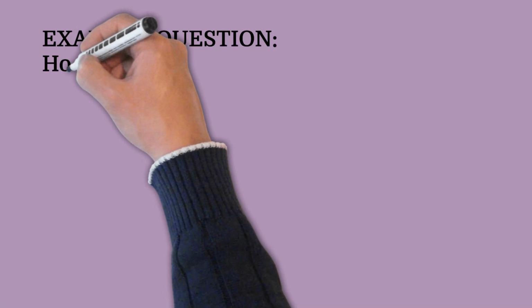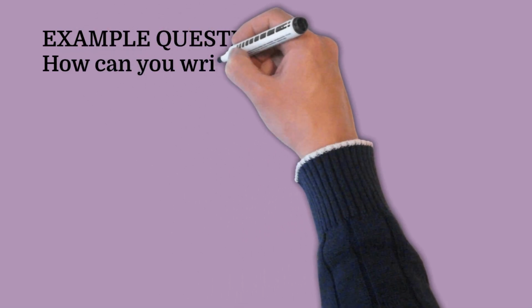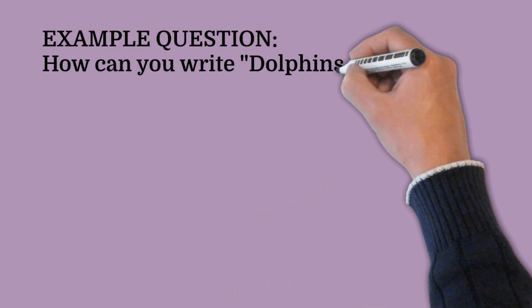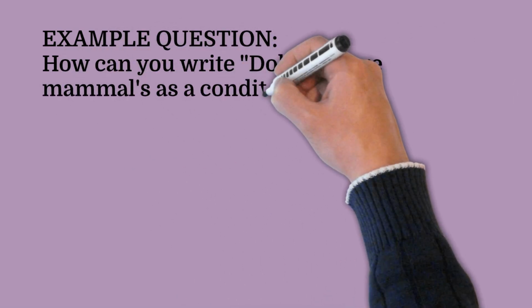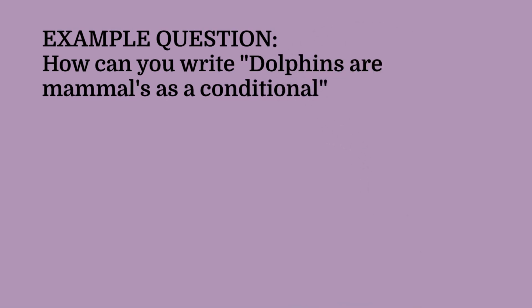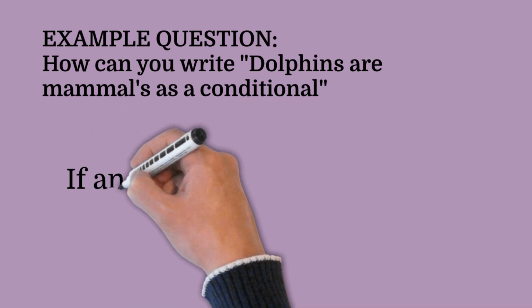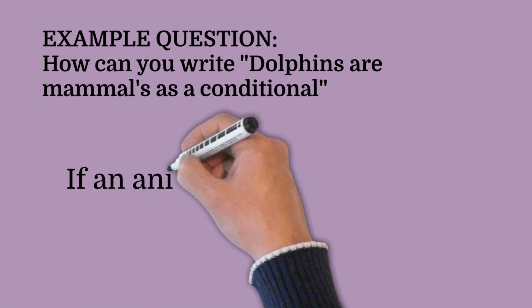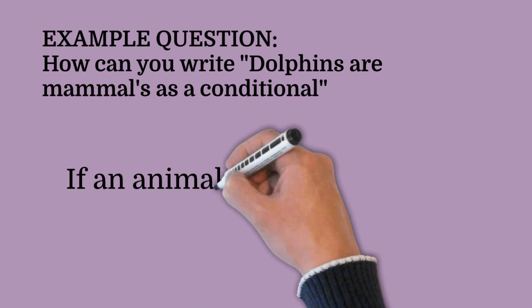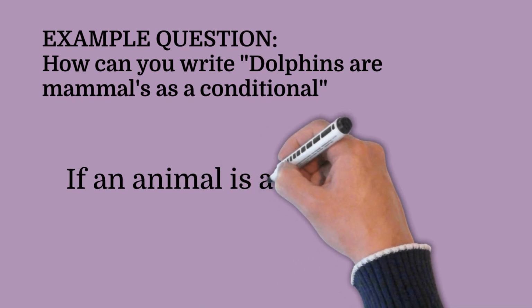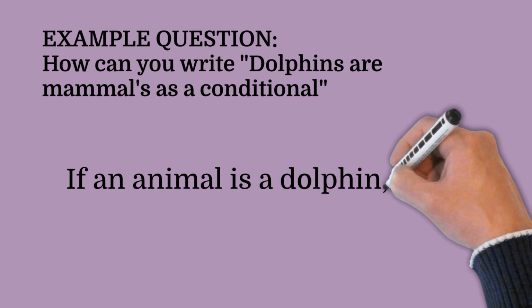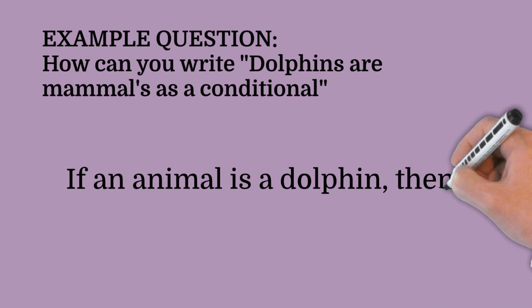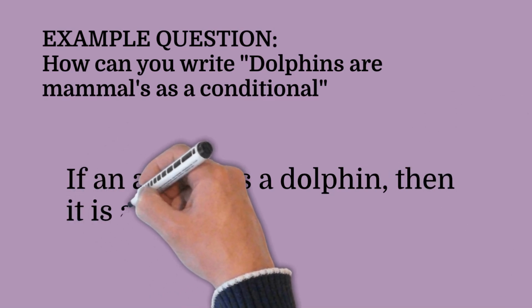We have an example where we are trying to write a conditional statement for dolphins are animals. So the correct answer to it will be, if an animal is a dolphin, then it is a mammal. So the hypothesis is animal is a dolphin, and the conclusion is it is a mammal.